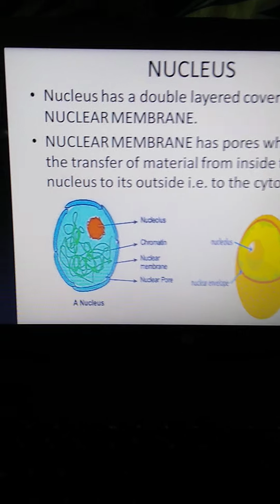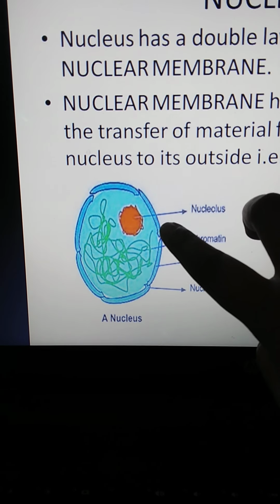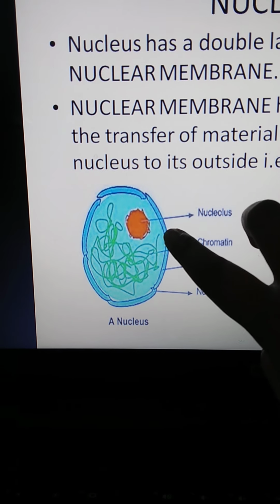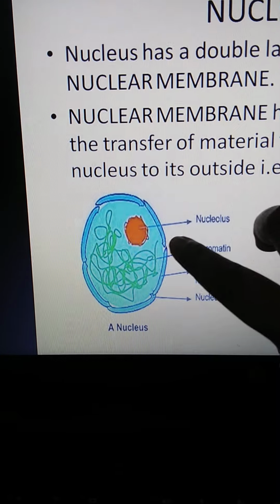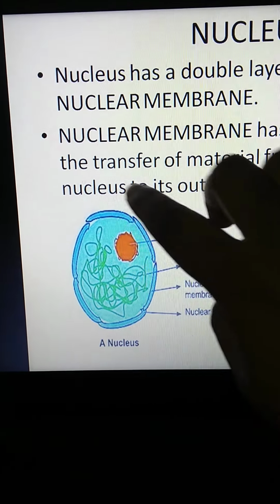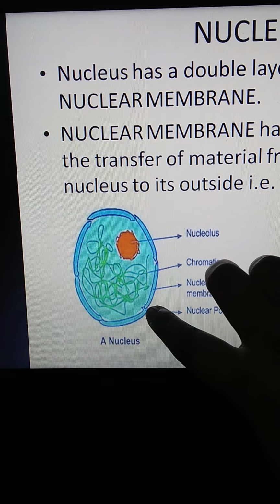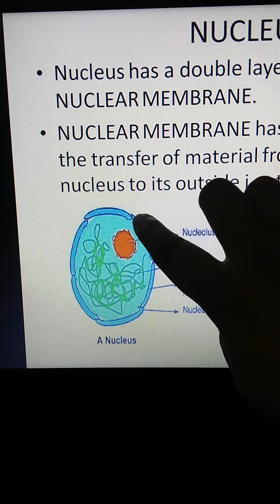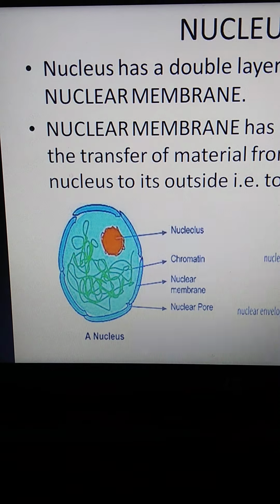If you can see, I'll give a close up to this diagram. Can you make out there are two layers present over here in the membrane? So it's a double membranous structure and that membrane is not continuous, it has breaks. Can you see here there are pores, these small spaces? These are called nuclear pores.